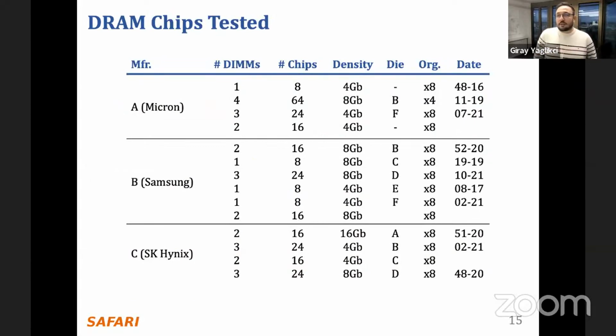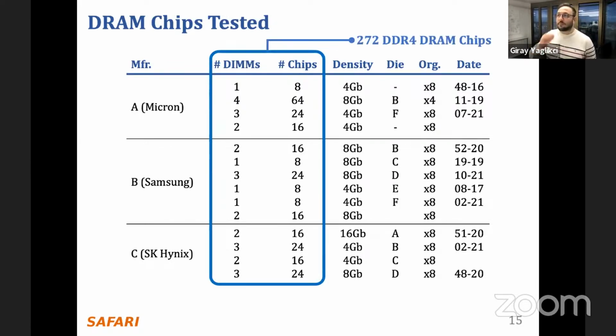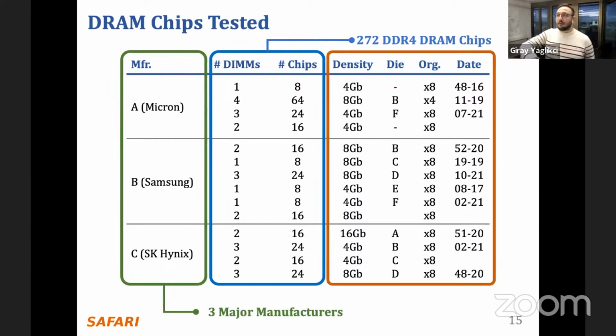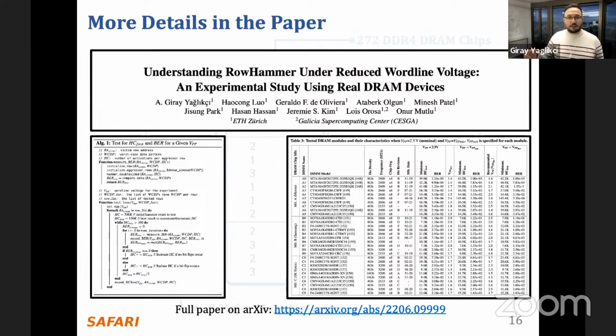Okay, so this is a summary table of the DRAM chips that we have used in this work. We use 272 DDR4 DRAM chips from 3 major manufacturers, and these chips implement different densities, die revisions, and chip organizations, and they're from different manufacturing dates, from 2016 to 2021. If you check the extended version of this paper on arXiv, you can find more details about how we perform these experiments, meaning these algorithms, and also more detailed information about every single DRAM module that we test.